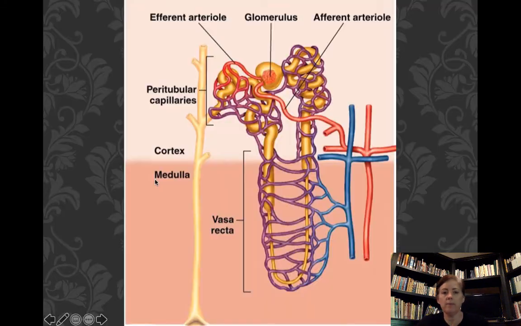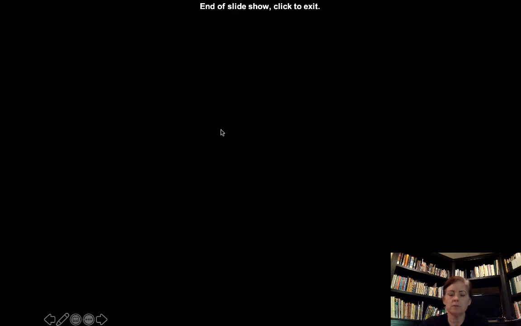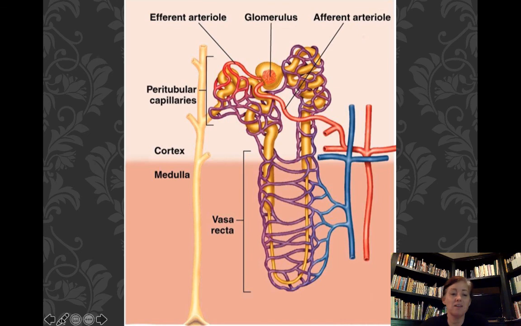Okay, this is the last thing that I want to talk about here. We talked a little bit about the peritubular capillaries, and that's what this is showing you here. Here's our tubule. So we've got our afferent arteriole, which is bringing blood into the glomerulus, right? So we're heading in this way. And here's our efferent arteriole that's leading away from the glomerulus.